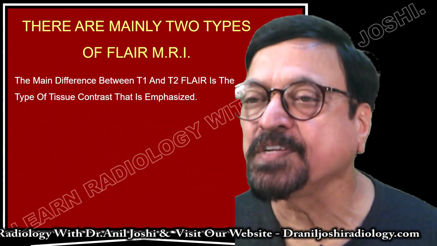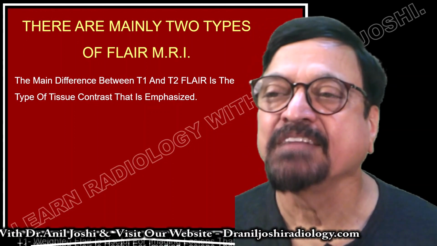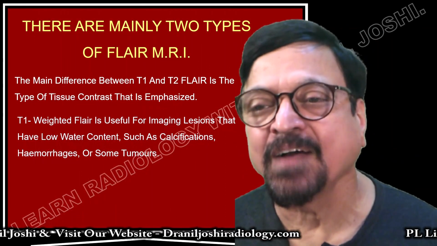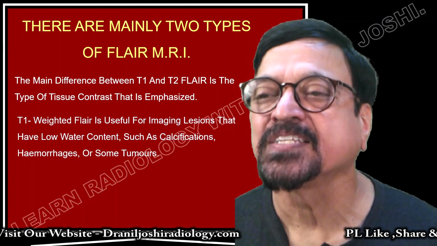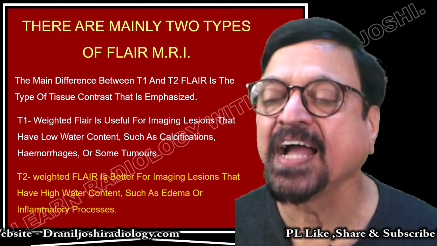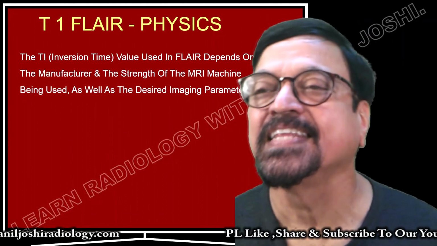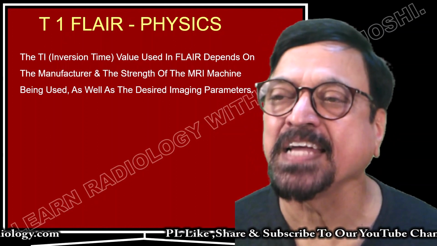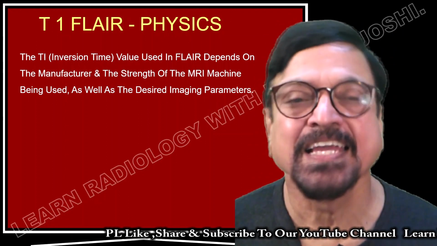The difference between T1 and T2 FLAIR is the type of tissue contrast that is emphasized. T1 weighted FLAIR is useful in imaging lesions that have low water content such as calcification, hemorrhages or some tumors. T2 weighted FLAIR is better for imaging lesions that have high water content such as edema or inflammatory processes. The TI value used in FLAIR depends on the manufacturer and strength of the MRI machine being used as well as desired imaging parameters.